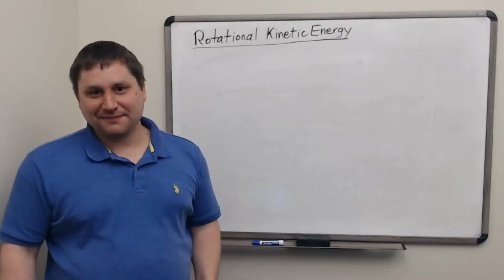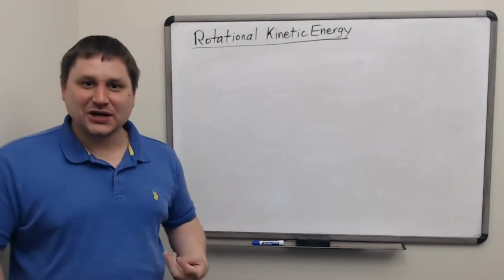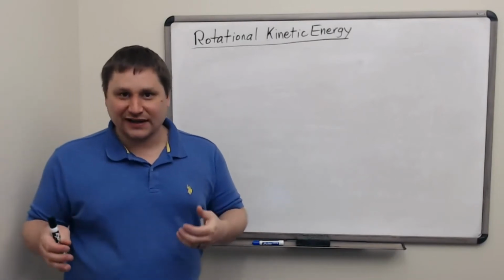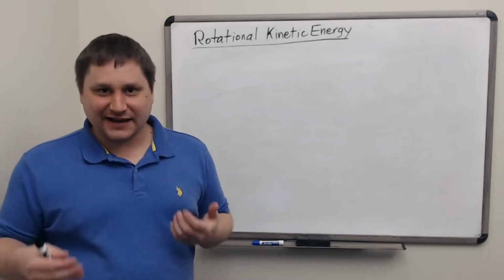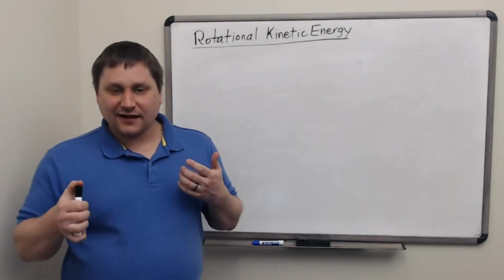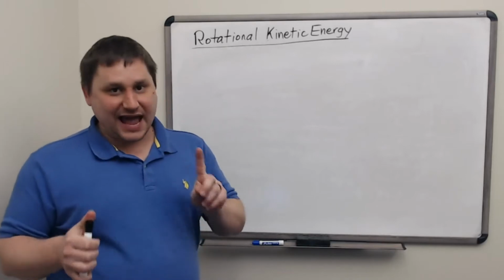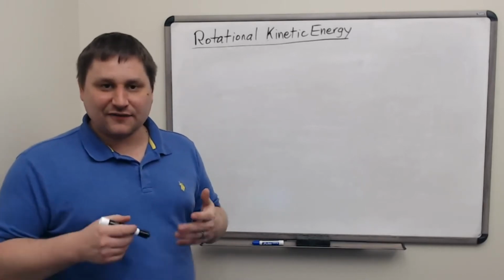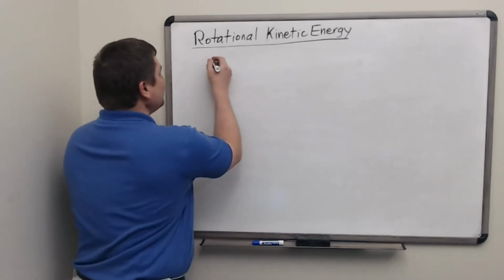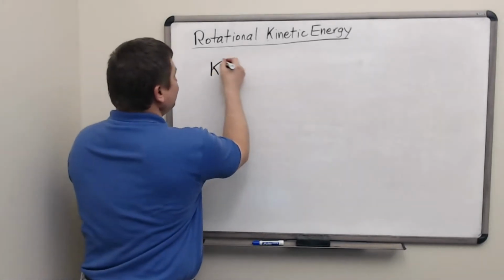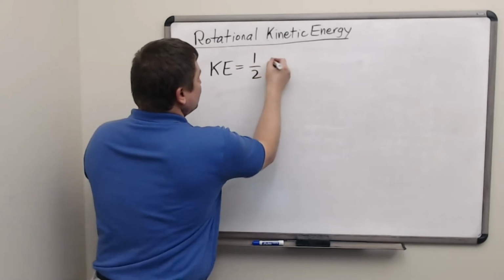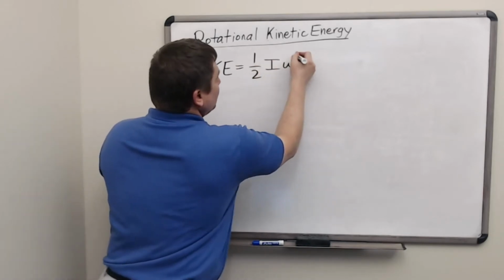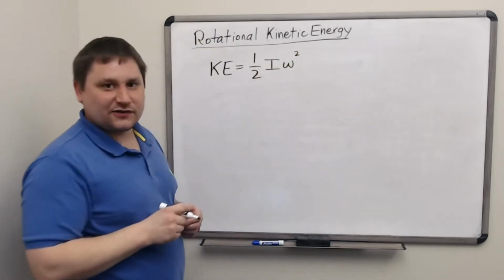When a rigid body moves in rotational motion, we know that all of its pieces are moving, and that means that they possess some kinetic energy. Since all of the pieces have the same angular velocity, though, we can actually write this kinetic energy in a very simple way. It's equal to 1/2 times the moment of inertia times the angular velocity squared.